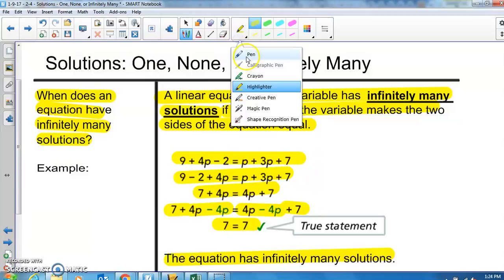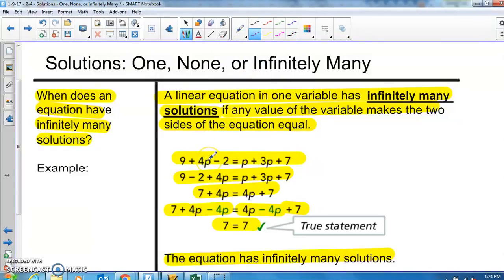So for instance, if I put a 1 here, 4 times 1 is 4. So if I add 9 plus 4 is 13. 13 minus 2 is 11.